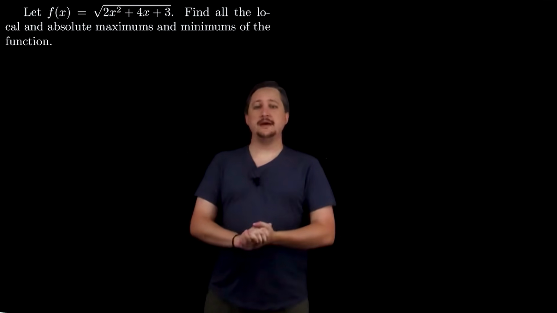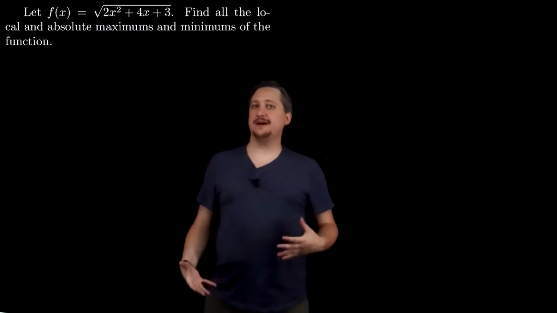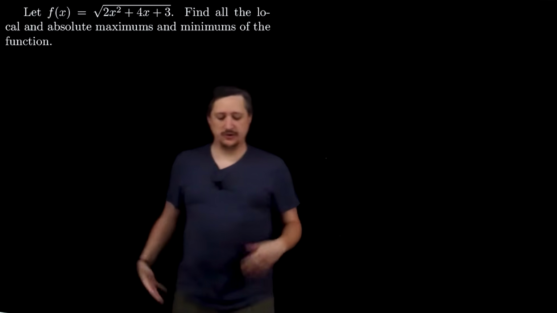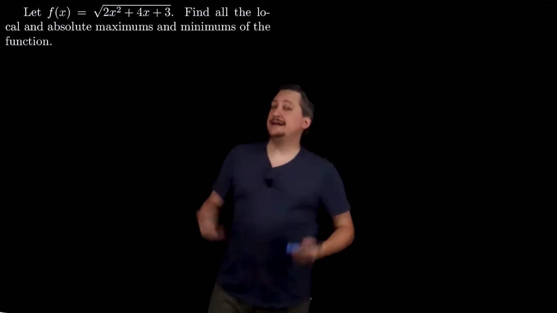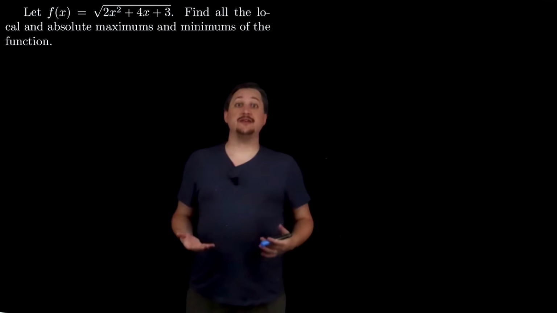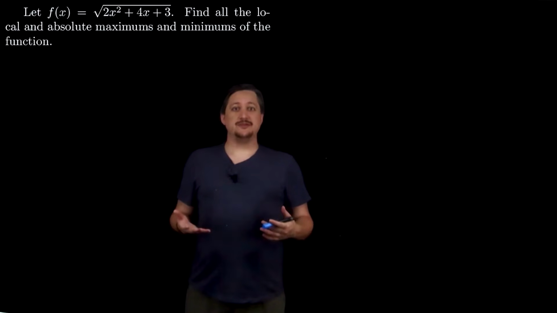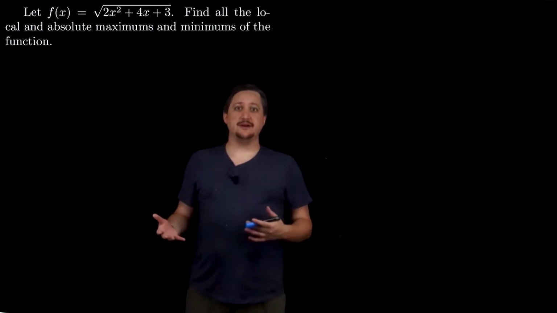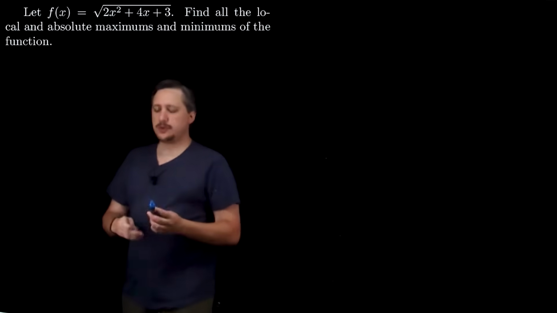Hello. So in this video, we are going to find all the local and absolute maximum minimums of our function. So as usual, we're going to start by taking the derivative and finding when that derivative is 0 so we can find our critical points, but more importantly, so we can build the sign chart to see where they change direction, right?